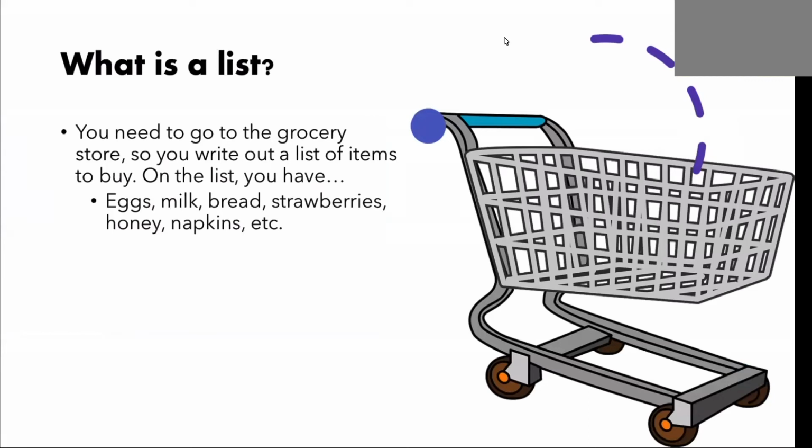So on that list, you could have eggs, milk, bread, strawberries, honey, napkins, and you just go on and on about the things that you need to buy. This kind of list is exactly what we're talking about, the list that you talk about in everyday life. Let's say you have a to-do list, or a grocery list, or you just have a list of things.